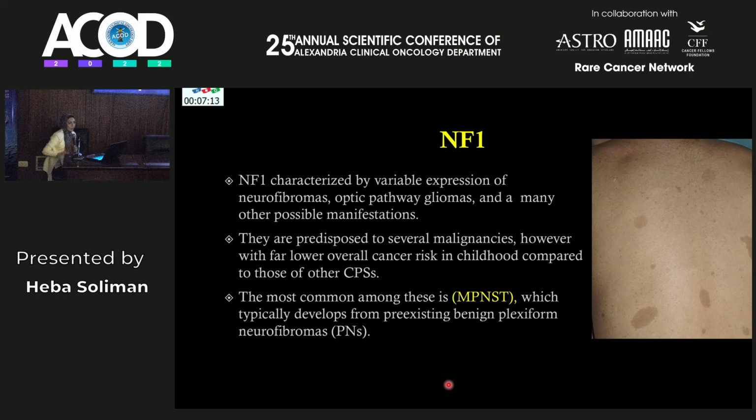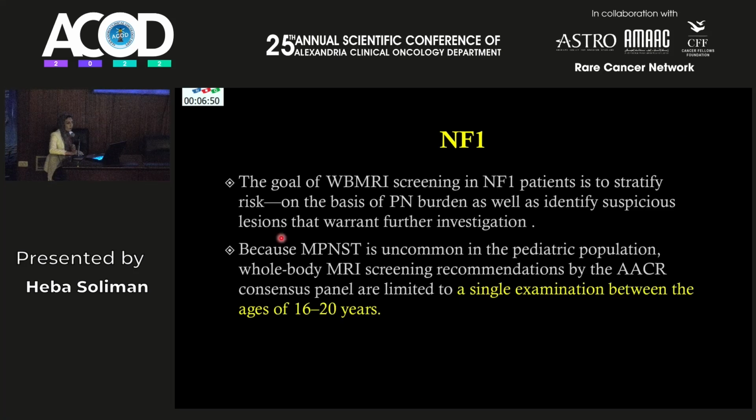Lastly, NF1. NF1 is characterized by variable expression of neurofibroma, optic pathway glioma, and many other manifestations. They are predisposed to several malignancies, however, with far lower overall cancer risk in childhood compared to other cancer predisposition syndromes. The most common is malignant peripheral nerve sheath tumor, which typically develops on a pre-existing benign plexiform neurofibroma. The goal of whole body MRI screening in NF1 is to stratify the risk on the basis of plexiform neurofibroma burden, as well as to identify the suspicious lesions that warrant further investigation.